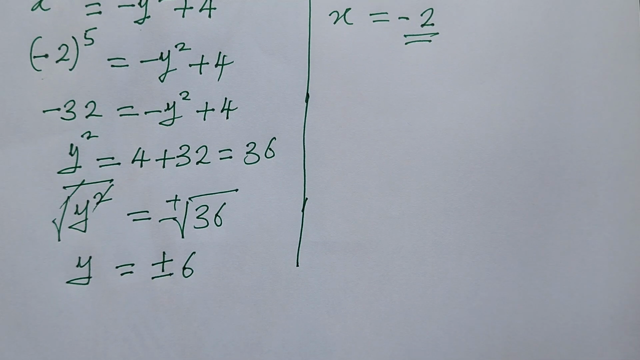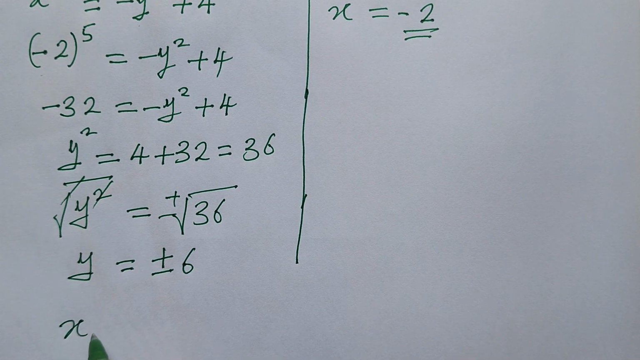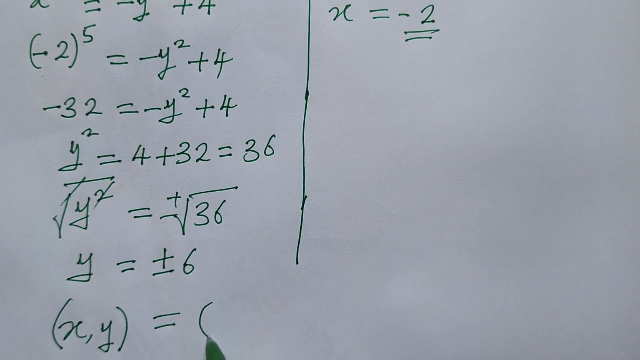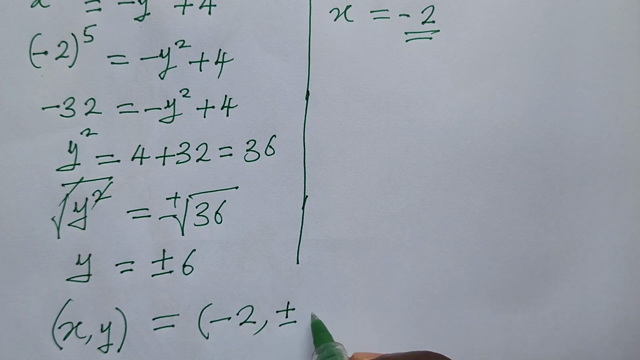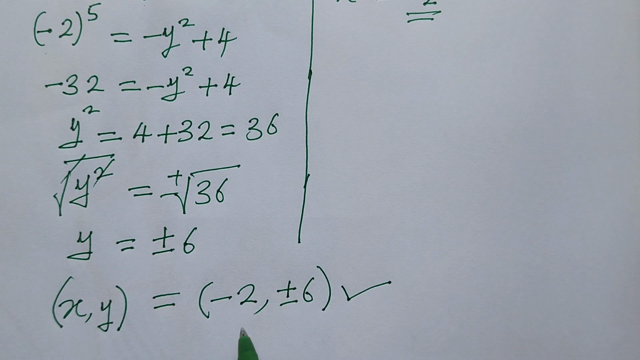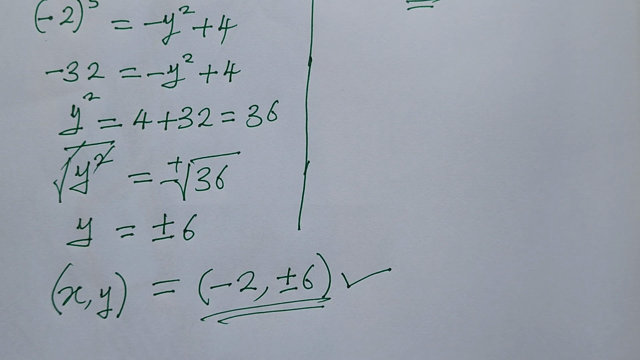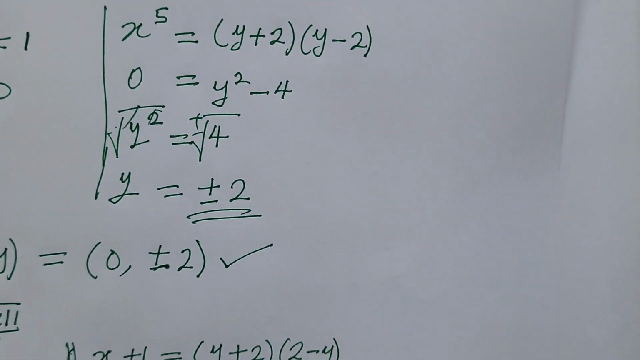Okay, so from here, what are the pairs of solution to this case? We're going to have here x comma y be equal to (minus 2, plus or minus 6). This is also an integer solution, so it's also accepted. So in all, what are the integer pairs of solution to this math challenge, ranging from our case 1, case 2, and case 3?